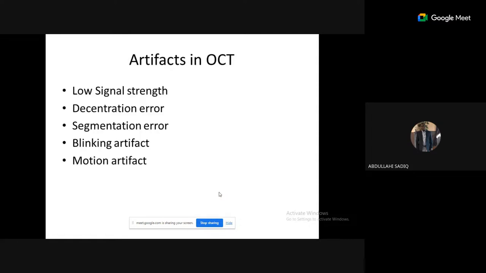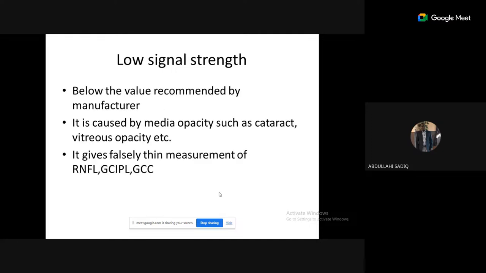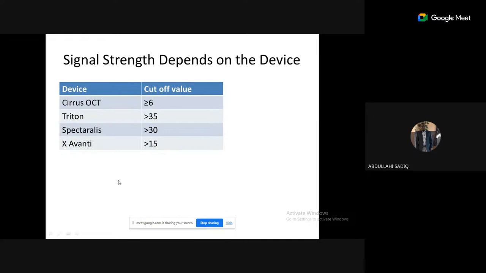OCT is like any other imaging. It can be affected by artifacts that can compromise the readings. Now, the common one is the signal strength. Every machine, like I said earlier, has a value. Now look at this, this is the cutoff value. If you're using Cirrus OCT, the signal strength has to be more than 60. If you're using Triton, more than 35. If you're using Spectralis, more than 30. If you're using Avanti, more than 50. Like I said, the good thing is that the machine will tell you by itself that there is low signal strength.